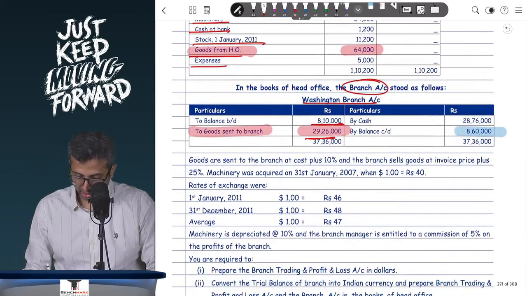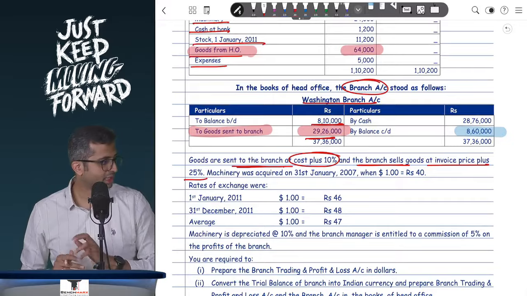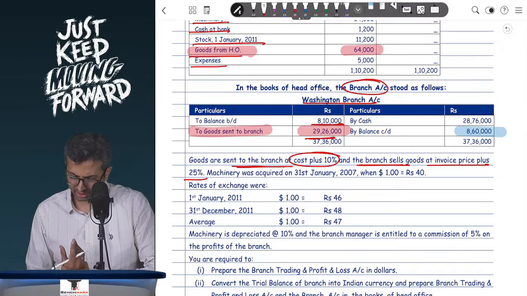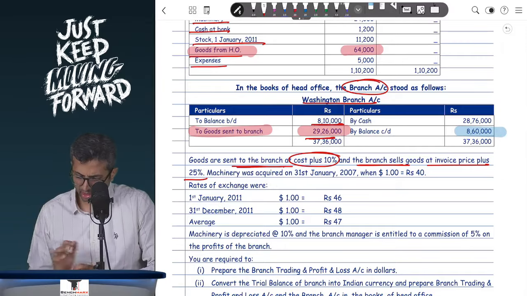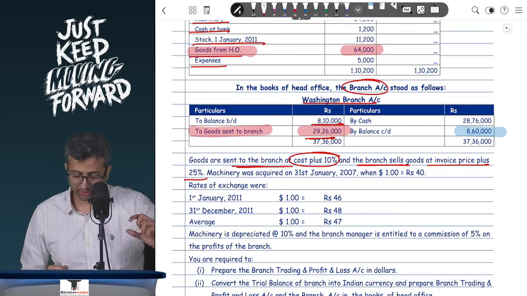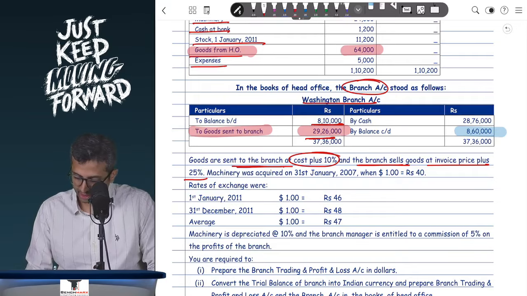Goods are sent to branch at cost plus 10%, and branch sells the goods at invoice price plus 25%. Again, goods are sent to the branch at cost plus 10%. Okay. And the branch sells the goods at invoice price plus 25%. So there is a 10% profit in the goods sent to the branch, and then a further 25% profit on the invoice price.